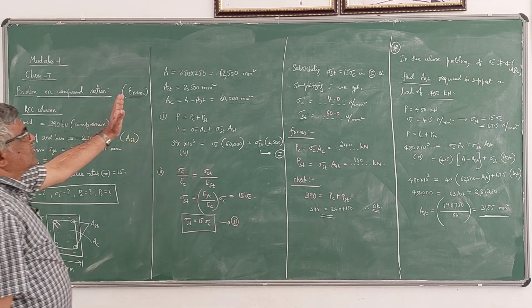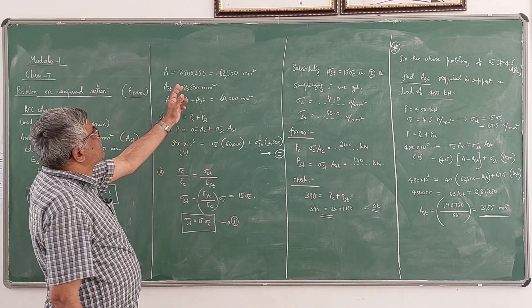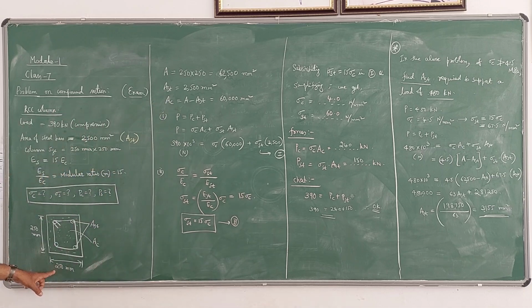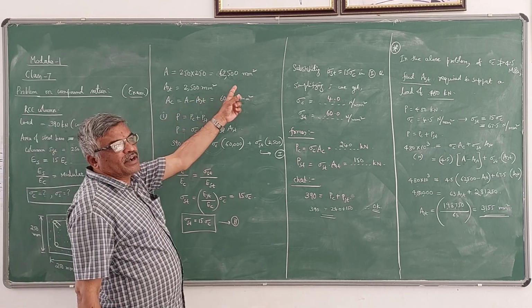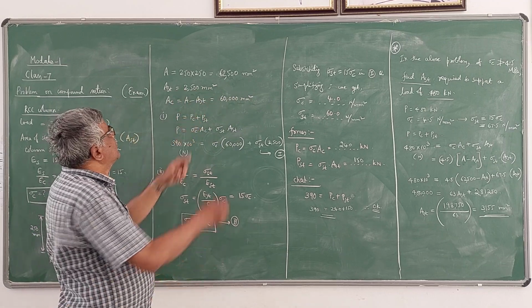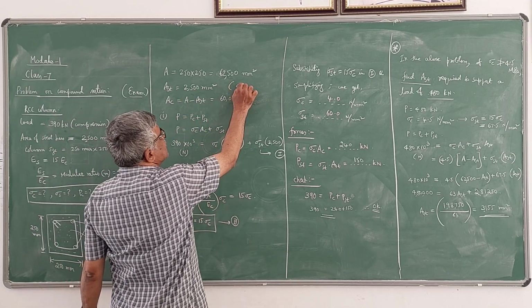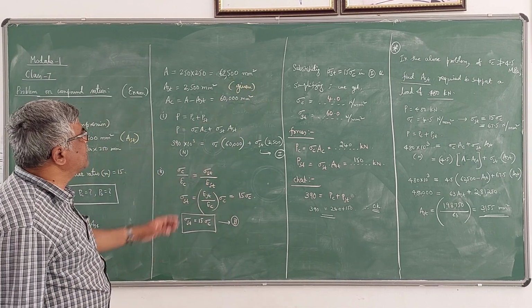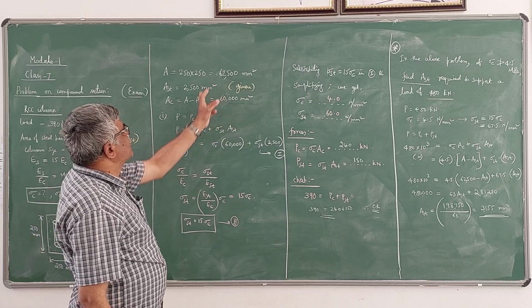Like the last problem, first we will calculate the total area. Total area A is 250 by 250, which is 62,500 millimeter square. Then AST is given in the problem. So AC is A minus AST. Whatever remaining area is there, that is the area of concrete, which comes out to be 60,000 here.